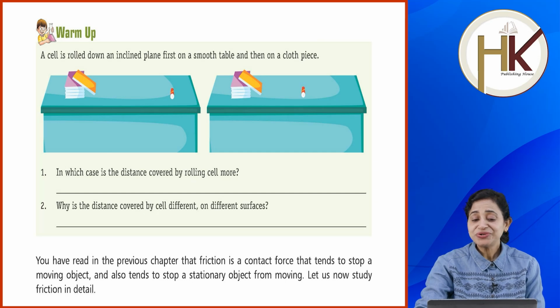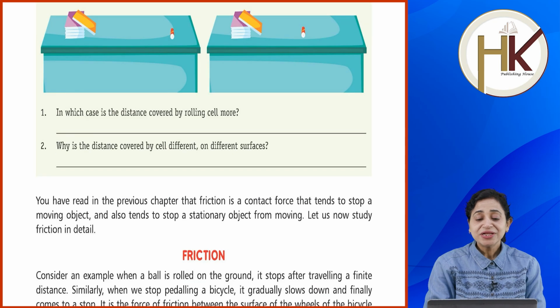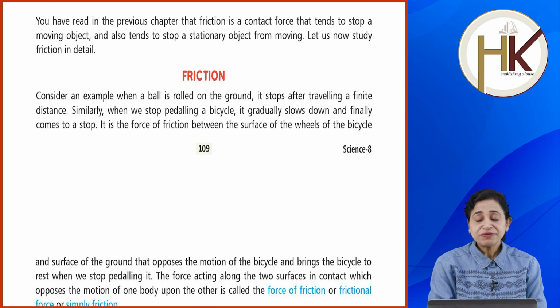A cell is rolled down an inclined plane first on a smooth table and then on a cloth piece. So you have to do accordingly. Let's proceed further. You have read in the previous chapter that friction is a contact force that tends to stop a moving object and also tends to stop a stationary object from moving.